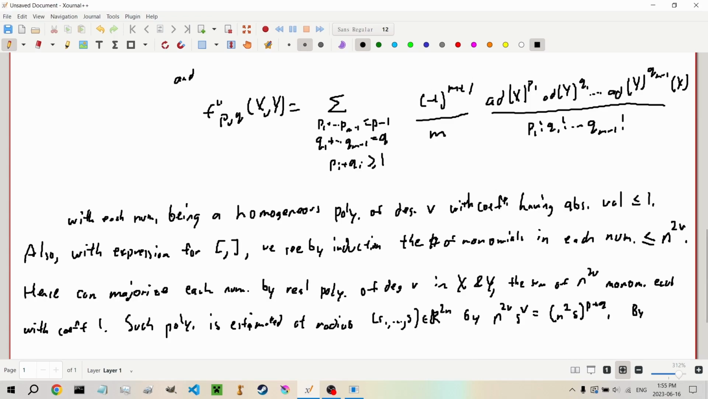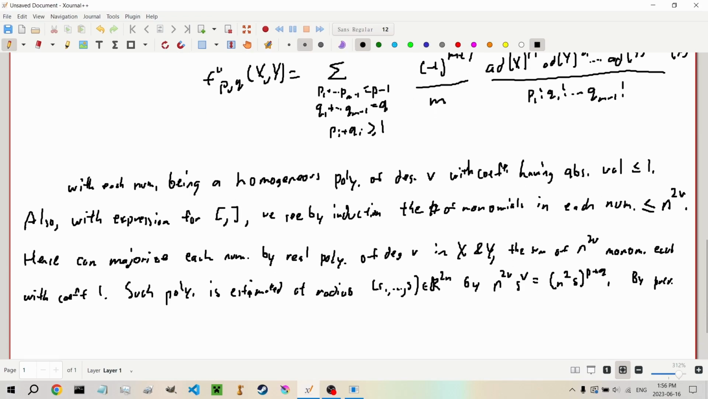By a previous lemma, the third lemma I think from yesterday, in this section at least, the integers in the denominator can be estimated by the absolute value of nu being at most a to the nu, which is a to the p plus q.